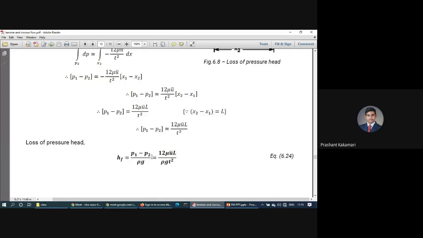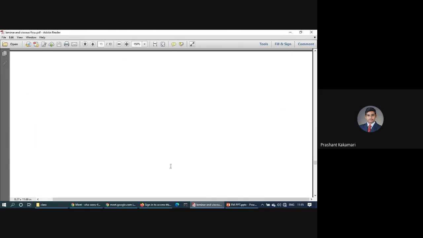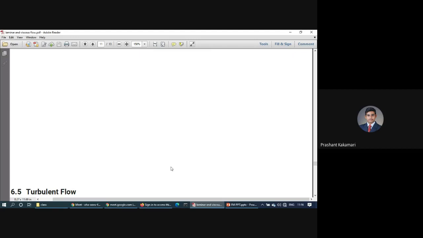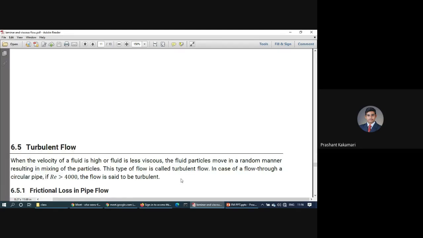Then we can get P1 minus P2 for this flow between parallel plates, it is 12 mu u bar into L divided by T square. Okay. Yeah, this completes our chapter on laminar flow with the viscous effects.